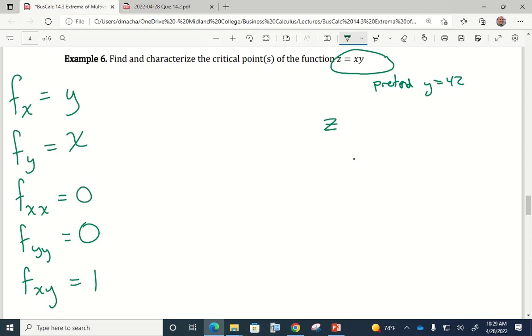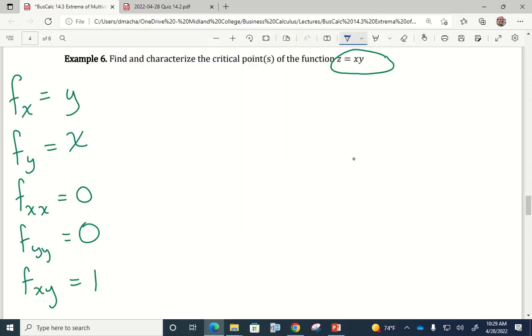Right? So this would become z is equal to x times 42. And taking the derivative with respect to x, well, that would just be 42, right? Because the derivative of x is 1, and you keep the 42 around because it's 1 times 42. So that was just for pretend, and so really the derivative with respect to x would be y, right? So y isn't actually 42, but we're just pretending that y could be any constant, and we treat it like a constant whenever we take the derivative with respect to x.